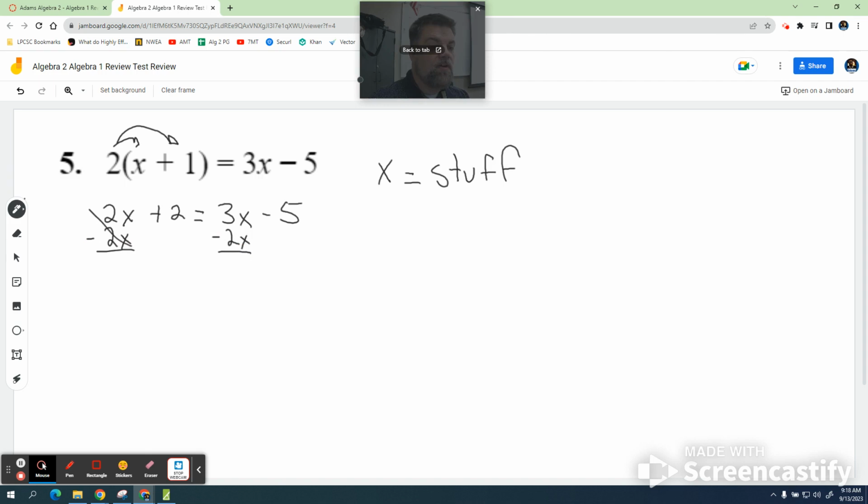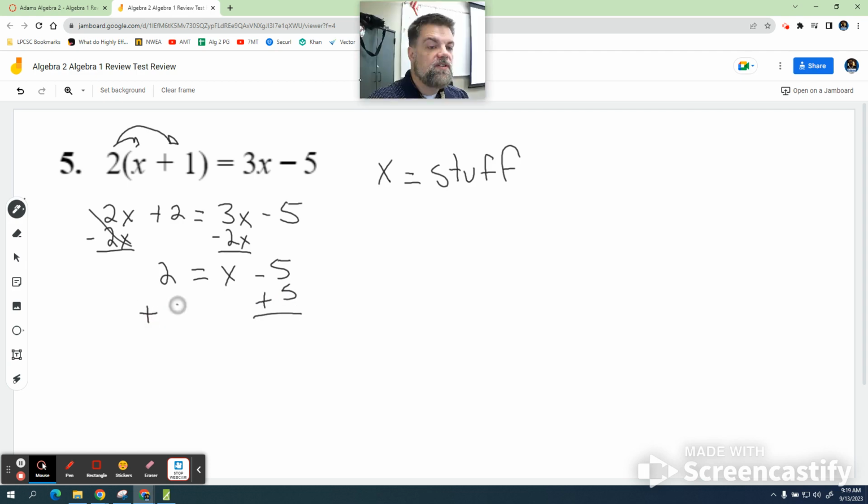These cancel, and I get 2 is equal to 3 minus 2, which is 1, x. And then tack on the minus 5 at the bottom. X by itself, so to move the minus 5 away, I have to add 5, right? Because the 5 is subtracting from x. I want to move it away from the x, so I do the inverse. So I add 5 to both sides, and I get 7 equals x, or x equals 7.